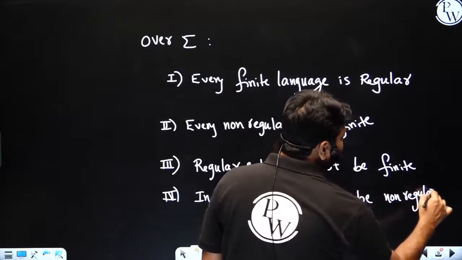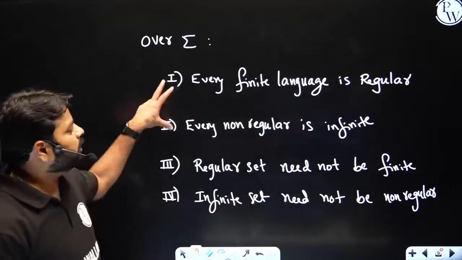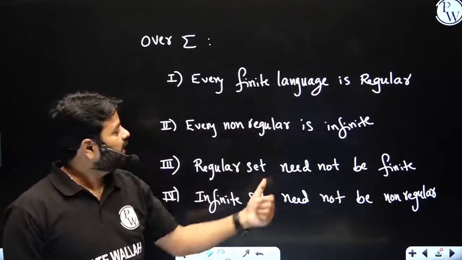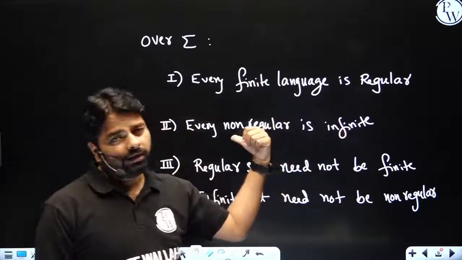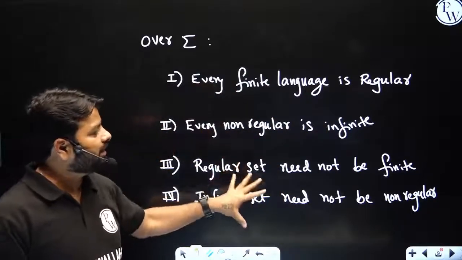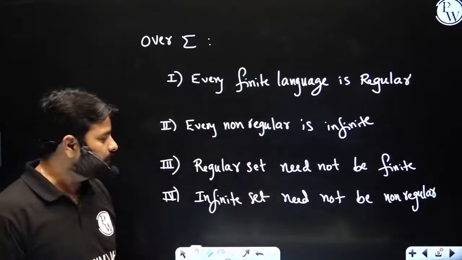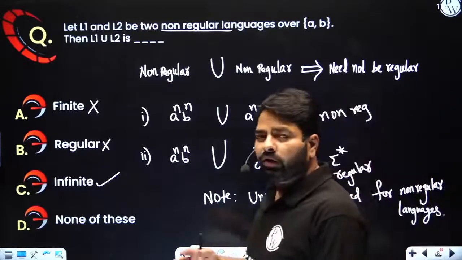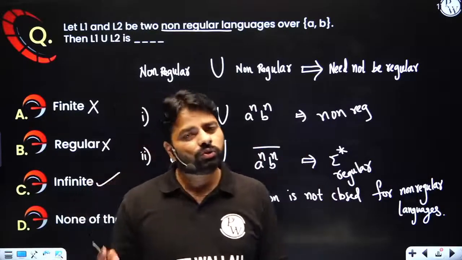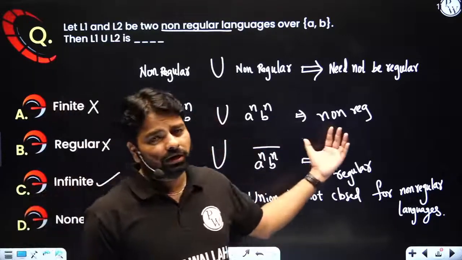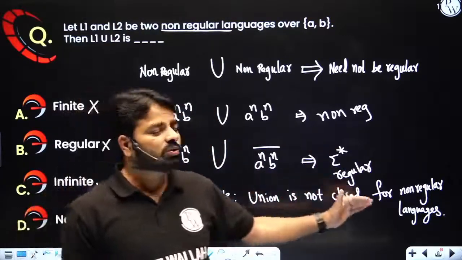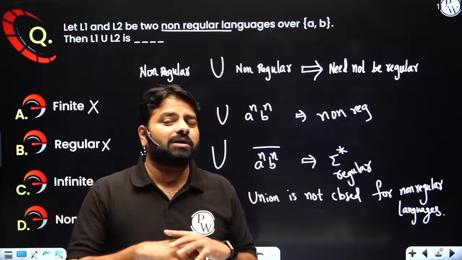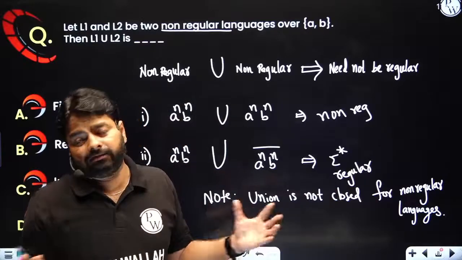These four statements are very important for you. Here the first two statements are one direction: finite is regular but regular need not be finite. Non-regular is infinite but infinite need not be non-regular. So keep this in mind in the exam, and choose the statements properly and correctly. I hope you got clarity on how to do the union of two non-regulars. Union of two non-regulars may be non-regular or may be regular. That's why the union operation is not closed for non-regular languages, but union is closed for finite languages, infinite languages, as well as regular languages.